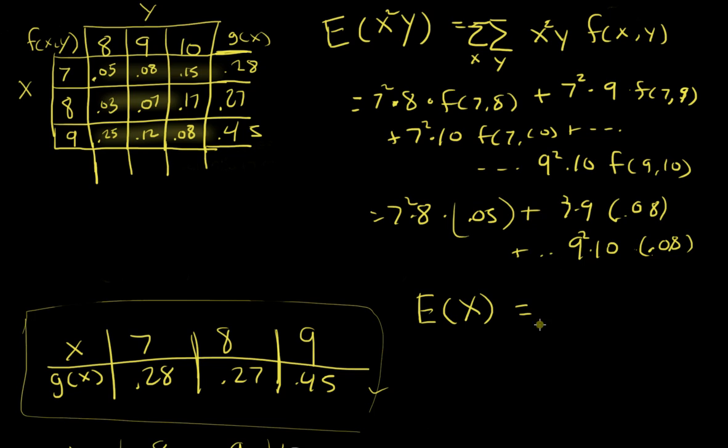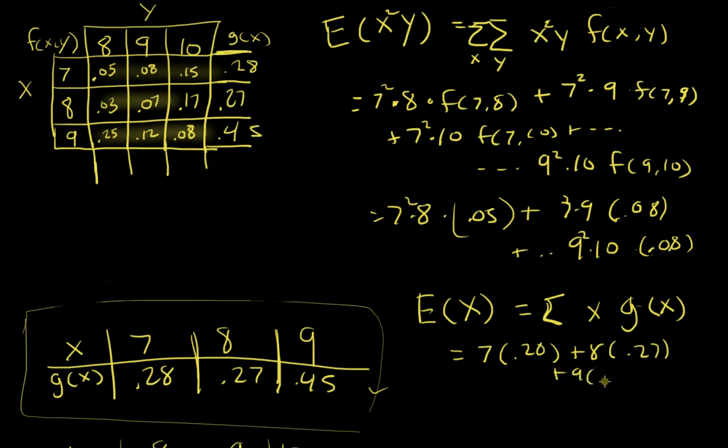Now, what if the expected value is of x? Given the joint probability distribution function, if it's an expected value of x, then we're going to need the marginal for x. Just like in probability, if it only involves x, you need the marginal of x as your probability distribution function. So this would be 7 times 0.28 plus 8 times 0.27 plus 9 times 0.45.